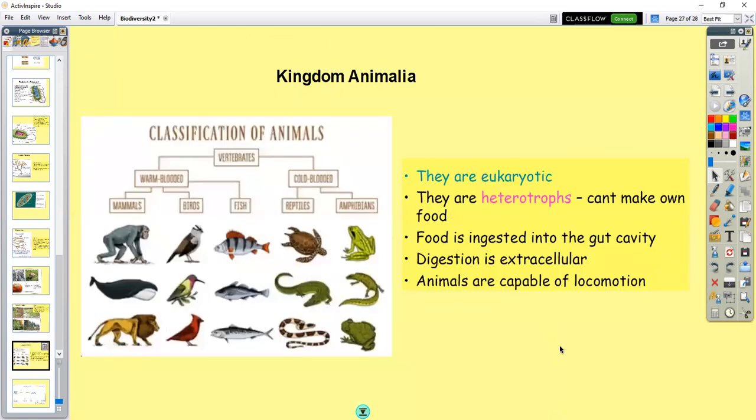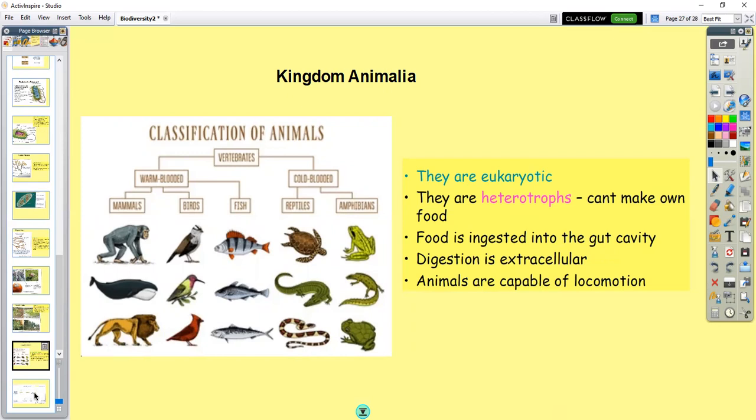And then the last one is the animal kingdom, or kingdom Animalia. Again, eukaryotic, they're multicellular, they're heterotrophic, which means they can't make their own food. They have to eat other things to get that food. Food is ingested into the gut cavity, so digestion is extracellular, and they are capable of locomotion, or capable of movement. Lots of examples: mammals, birds, fish, etc.